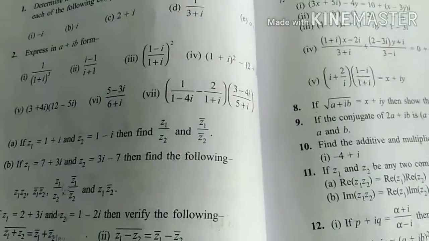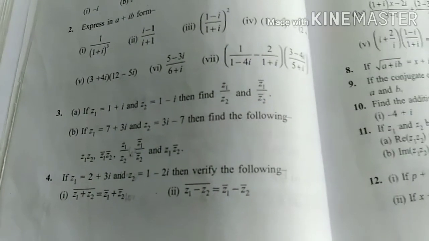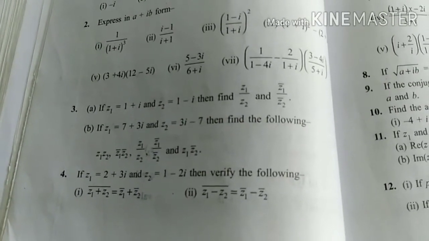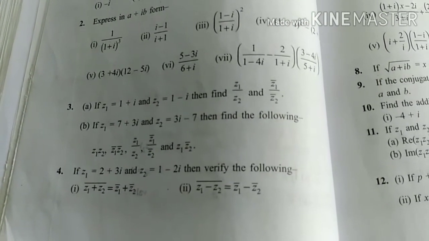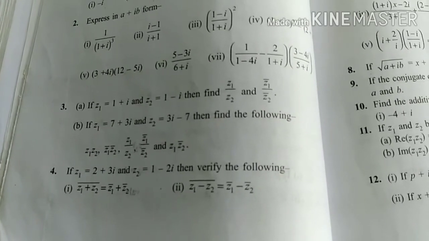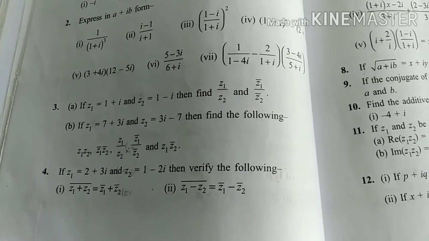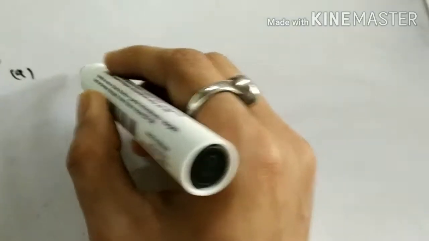So next there are number 6 and 7. You try to do by yourself. Next again, number 3, part a. If z1 is equal to 1 plus i and z2 is equal to 1 minus i, then find z1 by z2 and z1 bar by z2 bar.